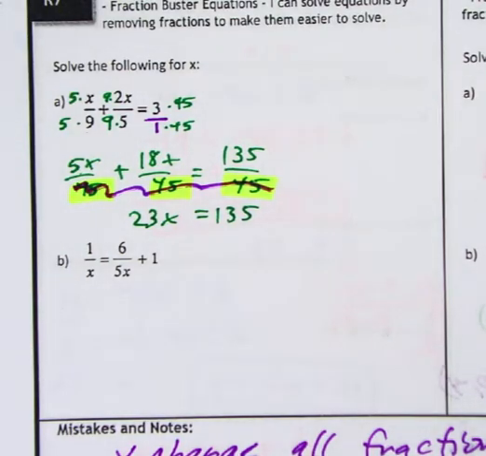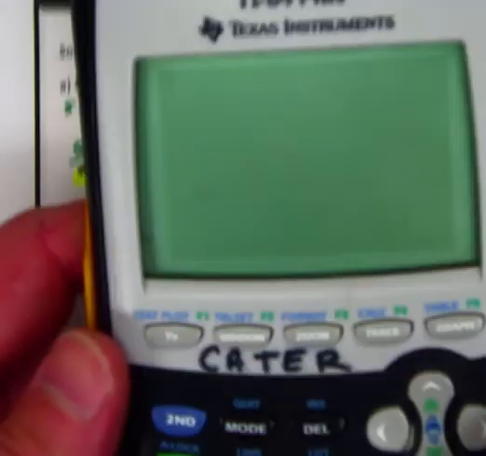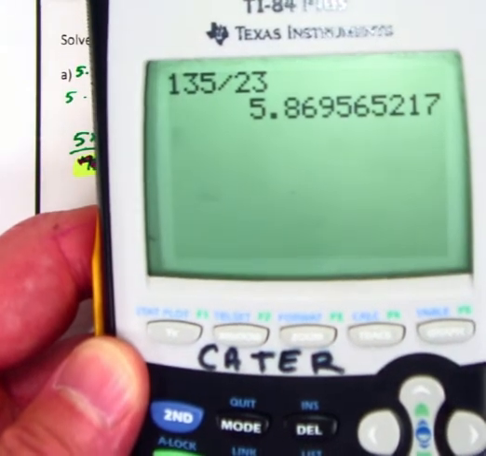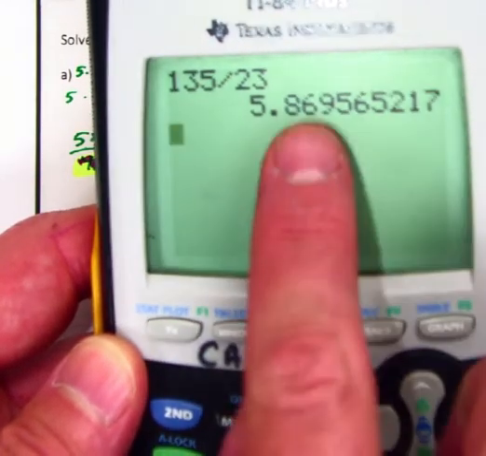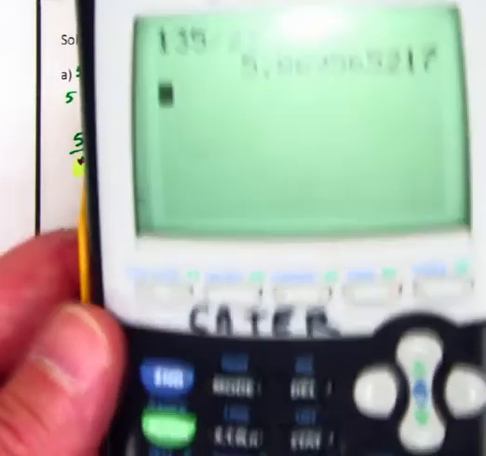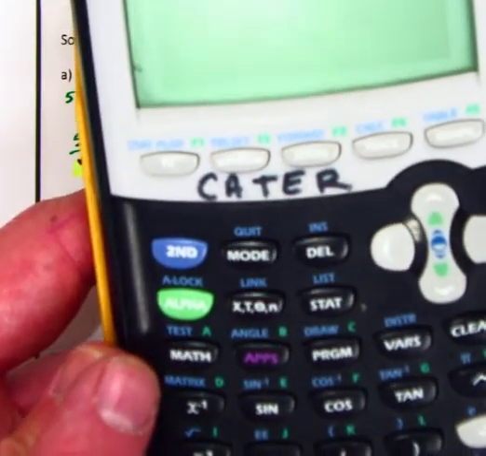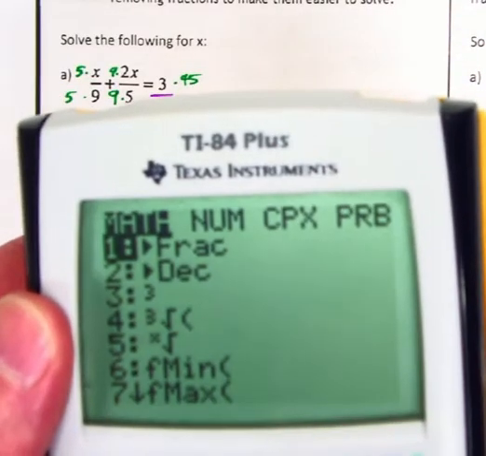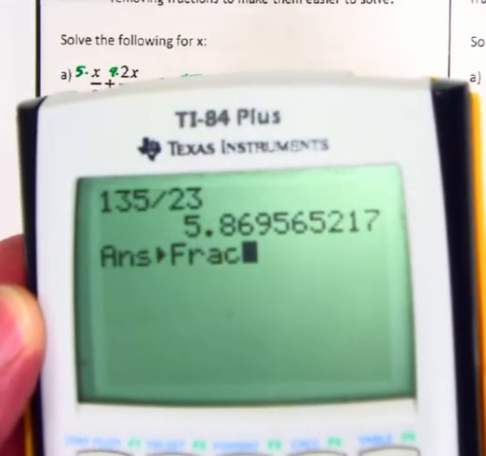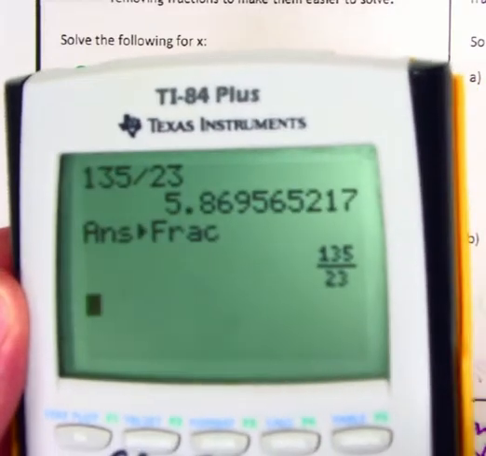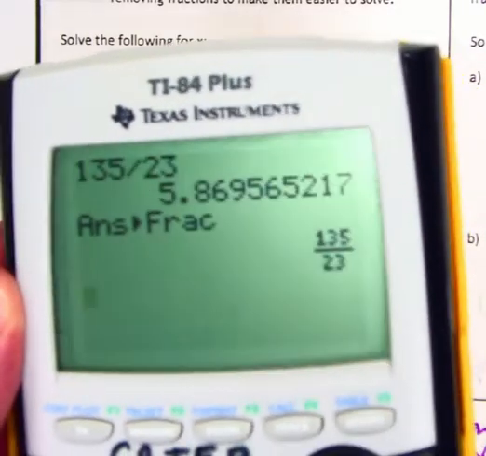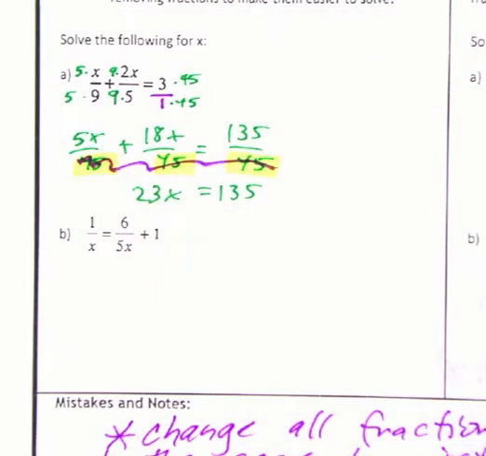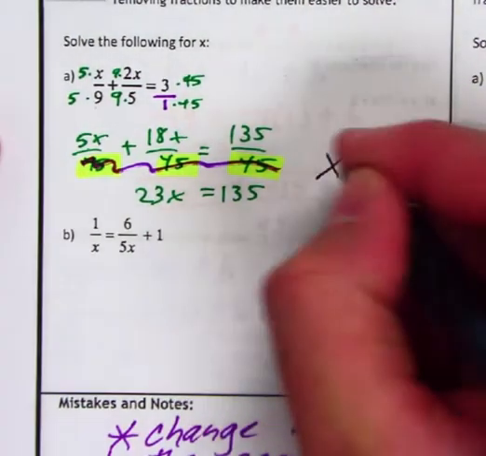Then you take 135 divided by 23 on your calculator. So I go 135 divided by 23, and it gives me this really big long decimal. Well, we don't want to have that kind of an answer. We'd much prefer an exact answer, so we use the math key. This math key right here, I push it, I go math, and then it gives me some choices to turn it into a fraction, and so then I just push enter, enter, and it shows me the correct reduced fraction is 135 over 23, and that's the number that we would want. So x equals 135 over 23.